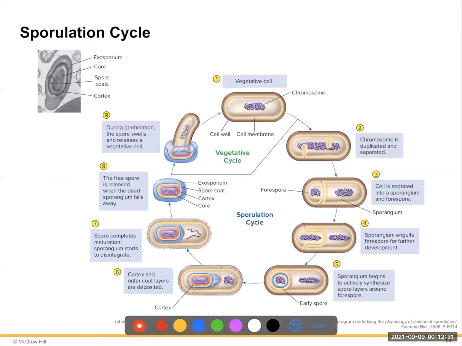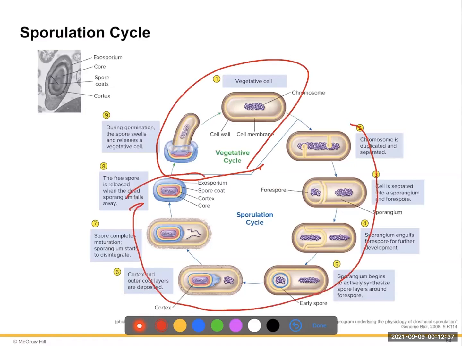Okay, and this is a picture of the cycle. This is a vegetative cycle, and this is how it condenses itself into an endospore. And this is the endospore where everything's completely compact. The free spore is released when the dead sporangium falls away. So it's continuing to perpetuate bacteria even though it's dead. And then it goes into a vegetative state when it gets in favorable conditions again.